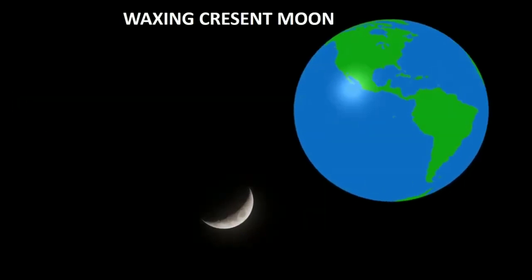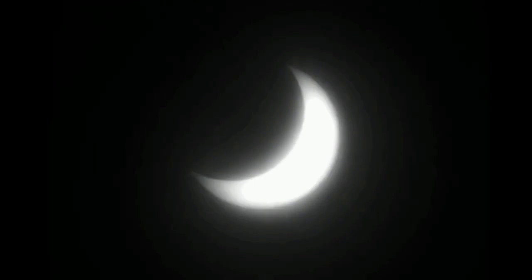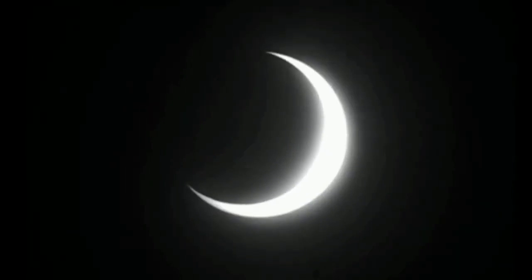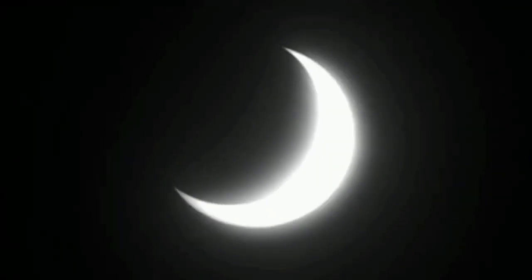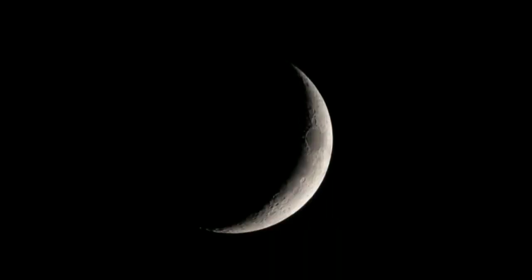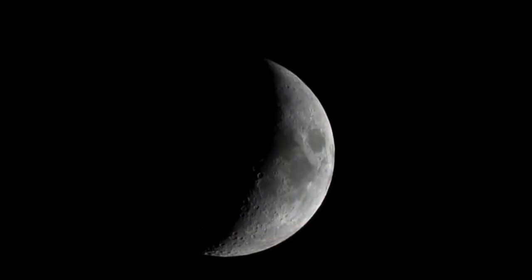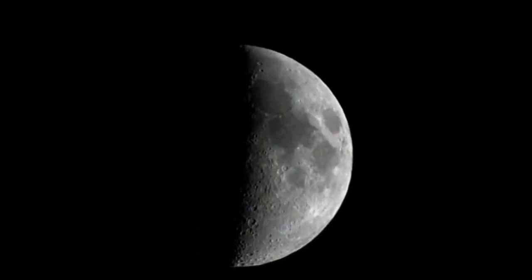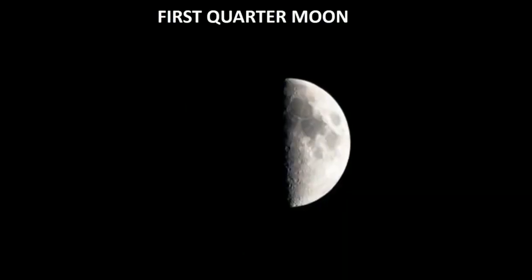Waxing crescent moon. The moment a thin sliver of the moon becomes visible after the new moon is the beginning of the phases. In the waxing crescent moon, the moon looks like a crescent, and the crescent increases or waxes in size from one day to the next.